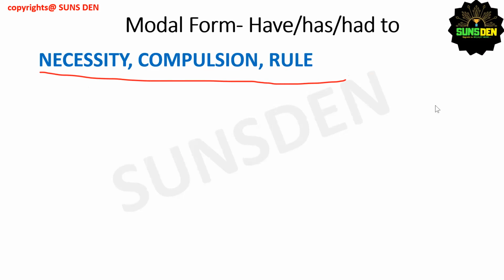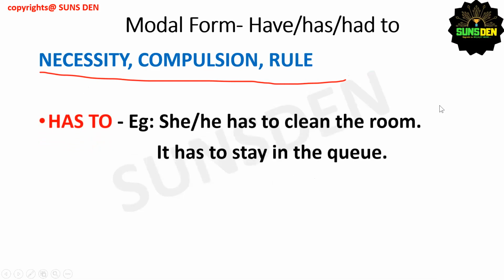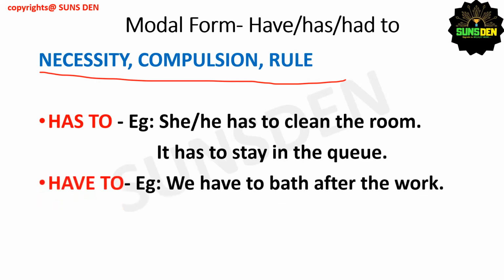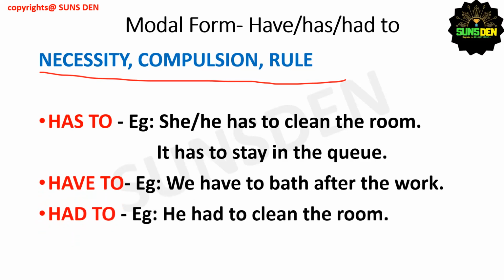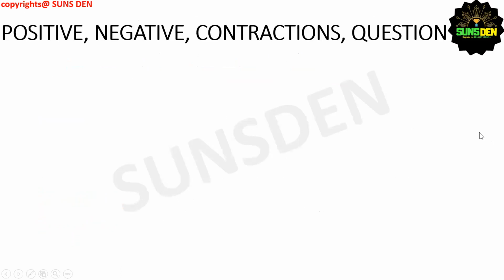Now let's see how it is being used with example. First one is has to. She or he, you can use either one. She has to clean the room. It has to stay in the queue. Now let's talk about the have to. We have to bath after the work. Now coming to had to. He had to clean the room. Okay, so this is how you can use the have, has, and had with the modal verb along with the preposition to.